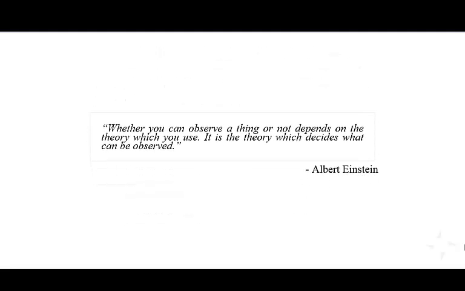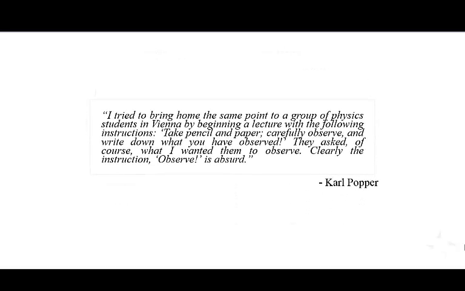Then Albert Einstein: whether you can observe a thing or not depends on the theory which you use. It is the theory which decides what can be observed. And philosopher of science Karl Popper: I tried to bring home the same point to a group of physics students in Vienna by beginning a lecture with the following instructions. Take pencil and paper, carefully observe, and write down what you have observed. They asked, of course, what I wanted them to observe. Clearly, the instruction, observe, is absurd.